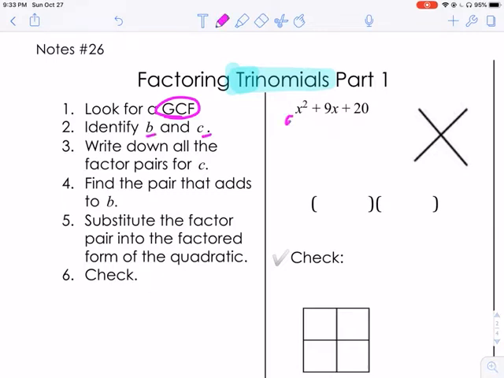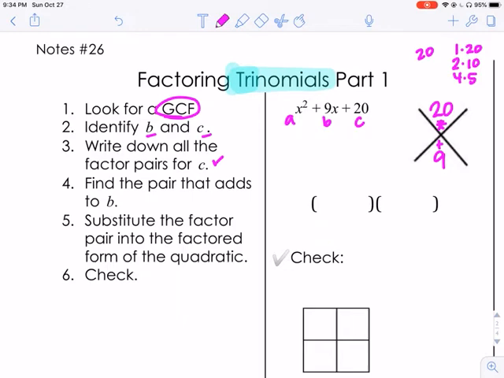So as you guys remember, this is A, B, and C. And we're going to write C on top, 20. That's what we're multiplying to get. And B on bottom. That's what we're adding to get. So we're going to write down all the factor pairs for C. So for 20, I'm thinking about like 1 times 20, or 2 times 10, 4 times 5, 10 times 2. So we already wrote that one down.